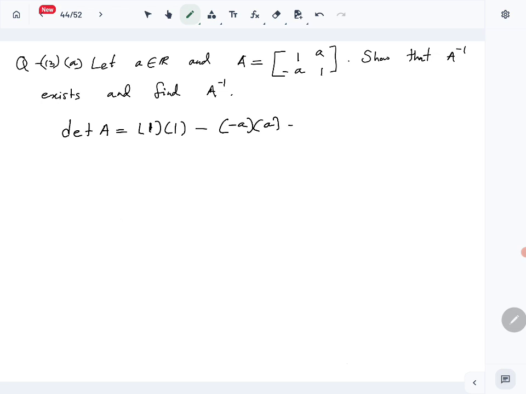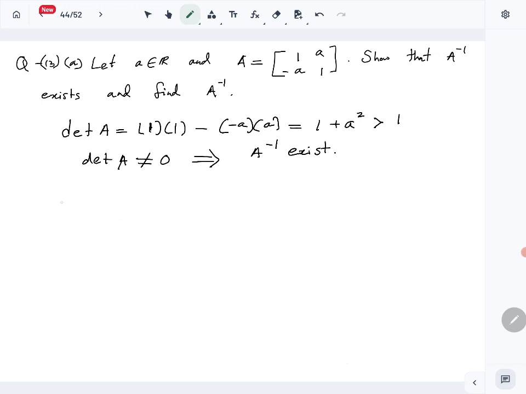So what do we have now? 1 plus a squared. So this is obviously greater than 1. So that means determinant of A is non-zero. So that implies A inverse exists. So the inverse matrix of A exists. Now we want to find the inverse matrix. So let's try to find the inverse matrix.